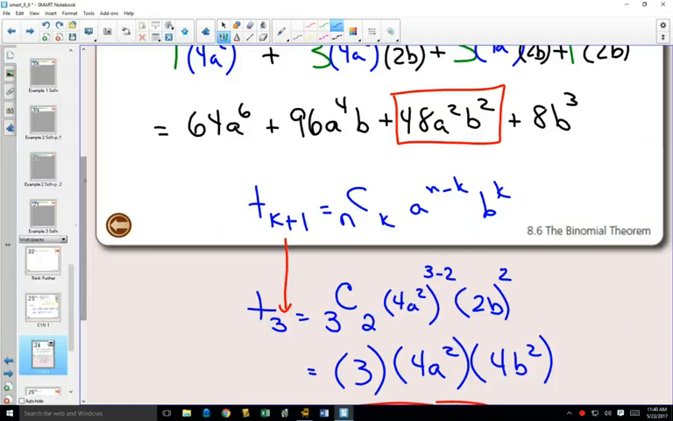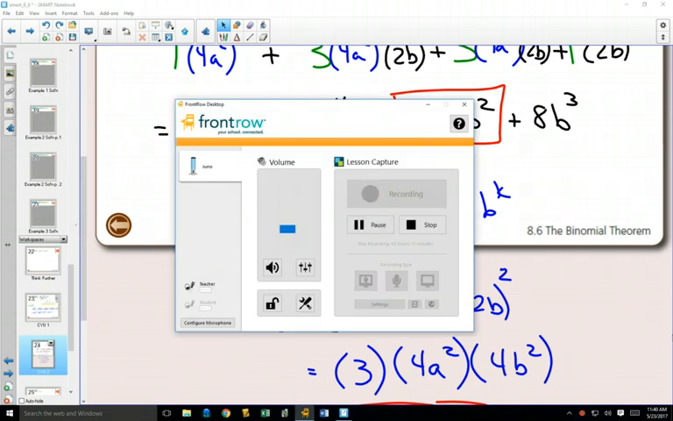So now what we're going to be doing is looking at just single terms and figuring them out. You can add question number 7.